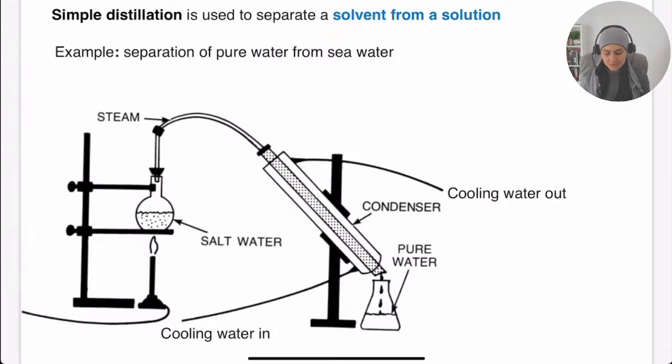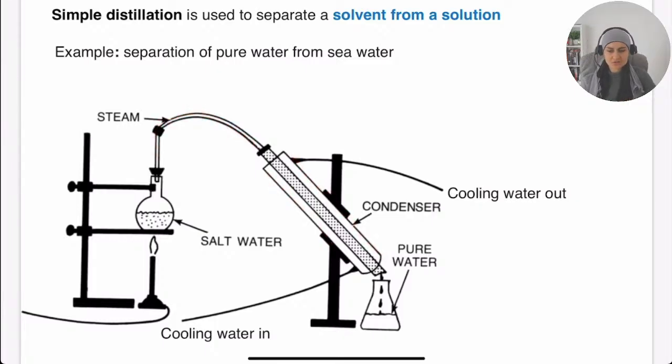For example, if you have a mixture of salt and water and you don't need salt, you want to collect water, you could use this apparatus. So how does it work? So here you have your solution, and this is a gas delivery tube, and this is a condenser.